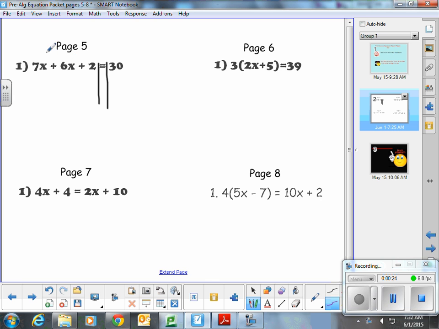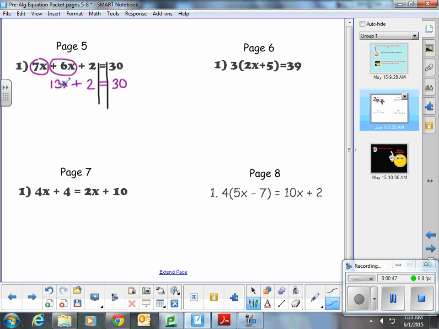Notice there are two x terms on the same side of the equal sign, so we're going to go ahead and combine those. The 7x and the positive 6x, when you put those together, you will get 13x plus 2 equals 30. So our first step is to just simplify by combining like terms. Now it looks like an equation from page 2.